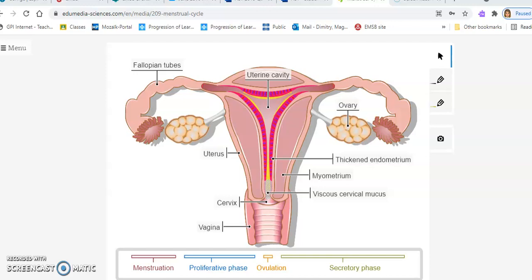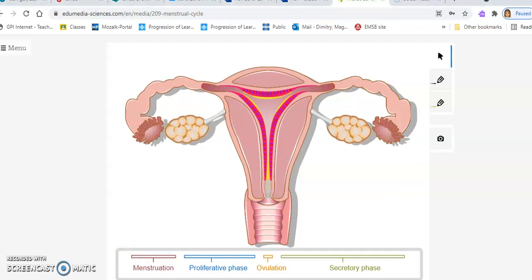Hello, everybody. So this is part two for the female reproductive system. We are talking today about the uterine cycle or menstrual cycle. So to do that, I thought of showing you an animation showing exactly what happens inside the ovary and inside the uterus. Pay attention. Basically, the first day of the menstrual cycle always starts on the first day of a girl's menstruation. So let's watch what happens.